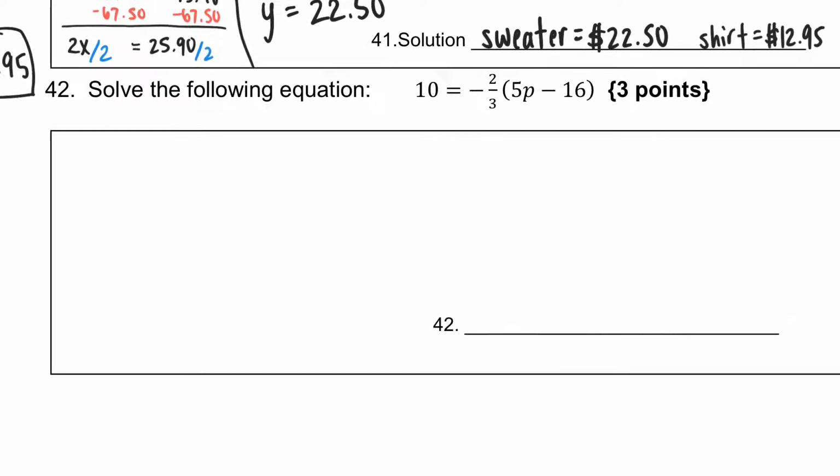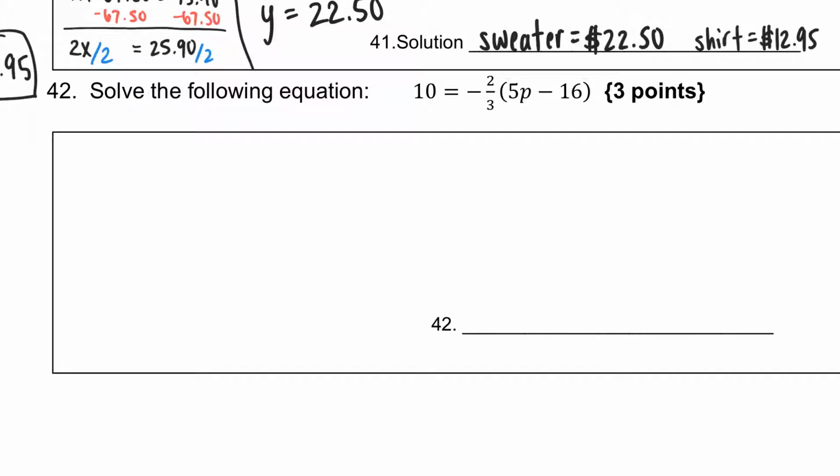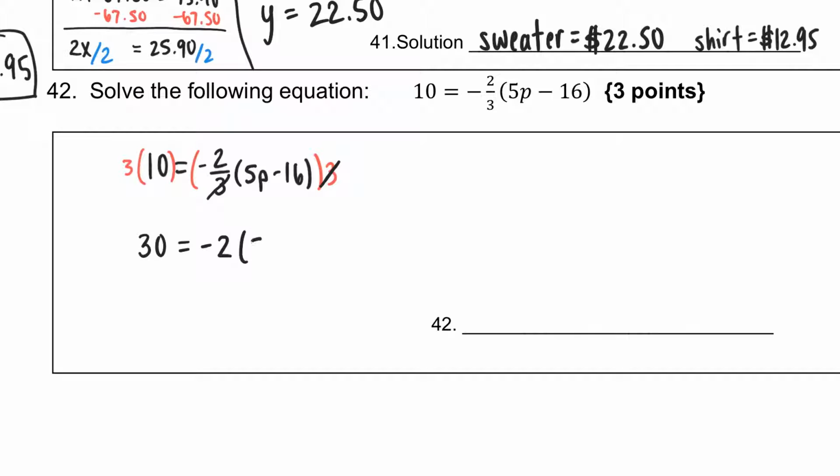All right, let's look at 42. They want you to solve the equation, so I'm just going to rewrite it here. 10 is equal to -2/3 times 5p minus 16. What I recommend on something like this is that you multiply both sides by 3. The whole goal of that is that it takes care of this 3 right here, because 3 divided by 3 is just 1, and that gets rid of it. So on the left you'll have 30, because 3 times 10 is 30. And then you'll have -2 times 5p minus 16. And then we can just solve from here.